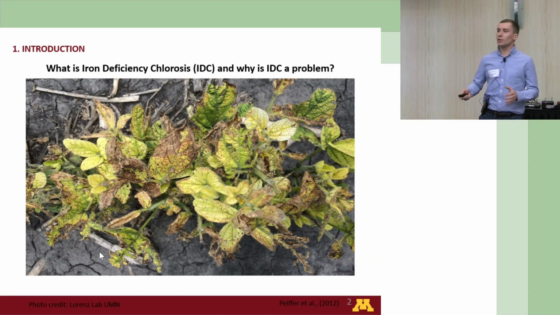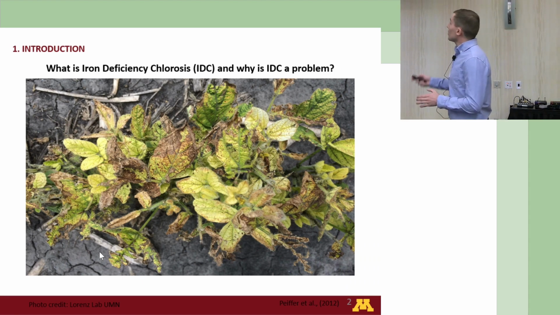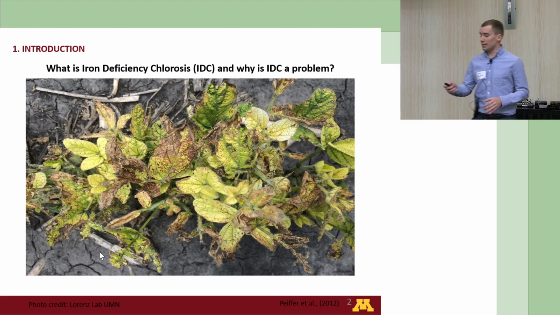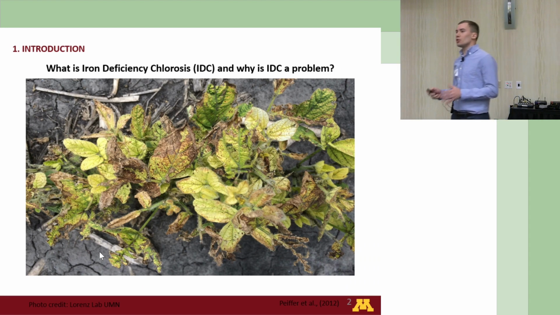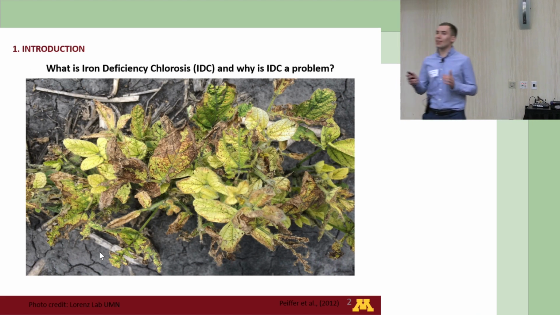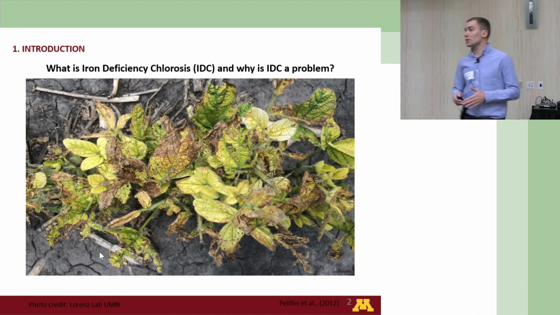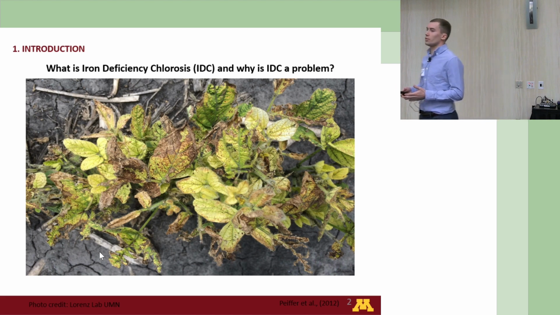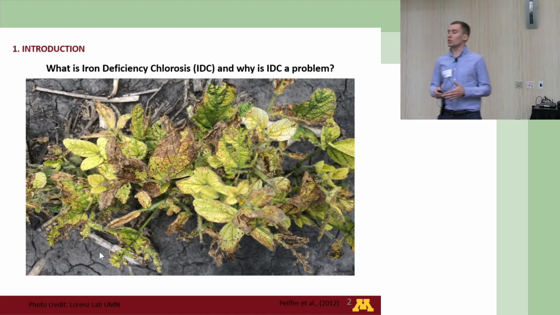So I would like to start with these two questions here. What is iron deficiency chlorosis, and why is IDC a problem? So iron deficiency chlorosis is a soil-borne abiotic stress caused by a lack of soluble iron to the plants. In soybean, IDC is characterized by interveinal chlorosis of the leaves and overall stunting of the growth.